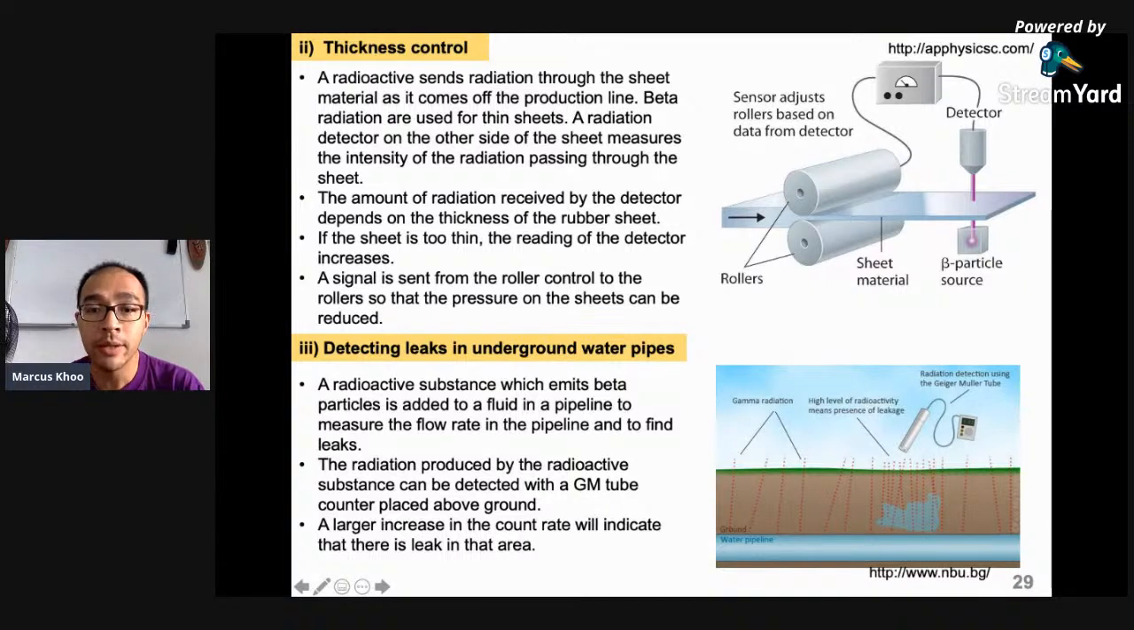If it were me, I would inject the water pipeline with a radioactive substance that has a very short half-life, but emits gamma radiation. Short half-life so that it decays to as little as possible in the shortest amount of time. Because if you use something with a very long half-life, then people who drink this water or use it for whatever purposes are going to be affected by it, because the radioactive substance is still going to be there. But this is how we use radioactive substances to detect leaks in underground water pipes.